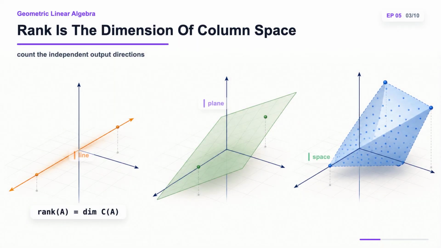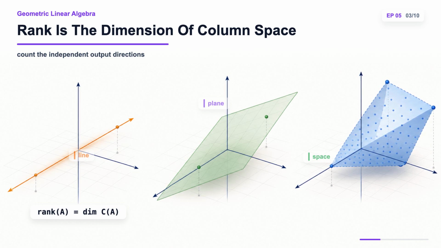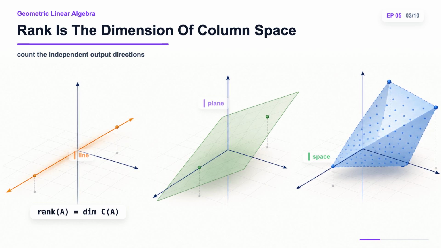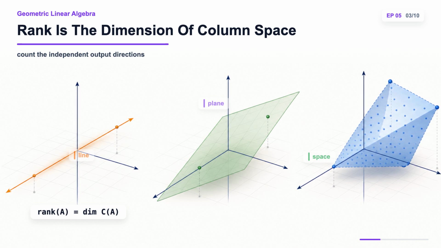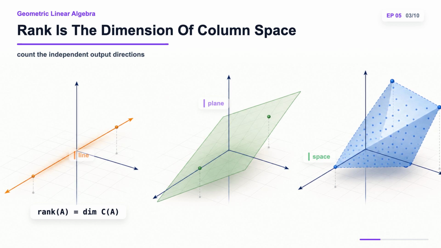Rank is the dimension of the column space. If all reachable outputs lie on a line, the column space has dimension 1, and the rank is 1. If the reachable outputs fill a plane, the rank is 2. If the reachable outputs fill ordinary 3-dimensional space, the rank is 3. The rank does not count how many columns the matrix has. It counts how many genuinely independent output directions those columns create.